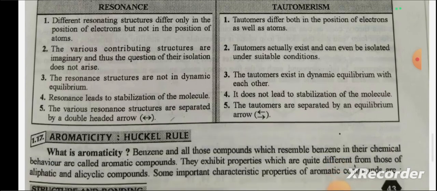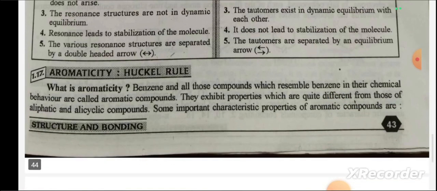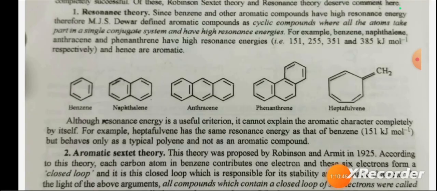Aromaticity. What is aromaticity? Benzene and all the compounds which resemble benzene in chemical behavior are called aromatic compounds. These exhibit properties which are quite different from those of aliphatic and acyclic compounds. Some important characteristics of aromatic compounds: resonance theory. Since benzene and other aromatic compounds have high resonance energy, we define aromatic compounds as cyclic compounds whose atoms take part in a single conjugated system and have high resonance energies.